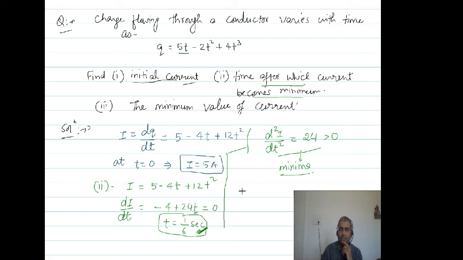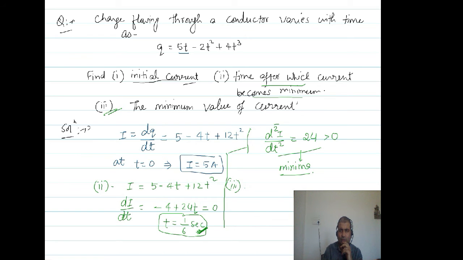Okay. If suppose this d2i over dt square was negative, then we would not get any minimum current. That would have shown the maximum condition. Okay, so let's come back to the third part. Now the third part, as I already told you, is related with the second part.